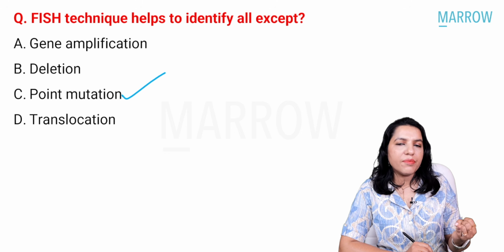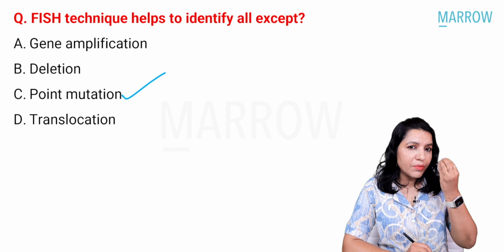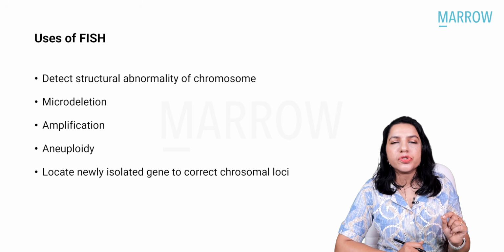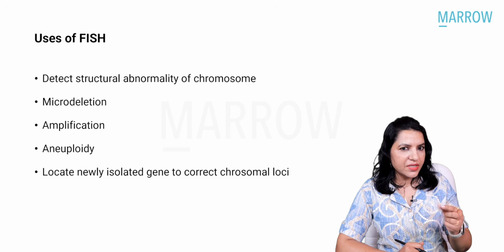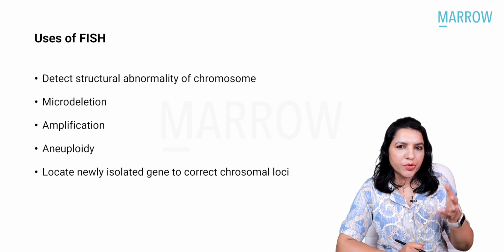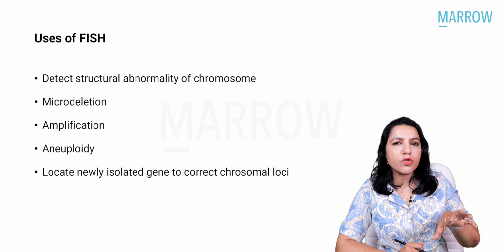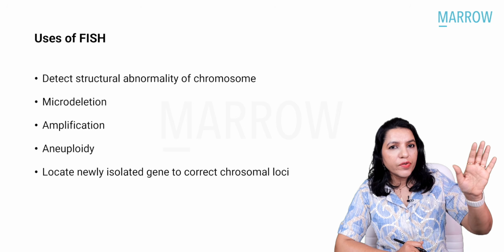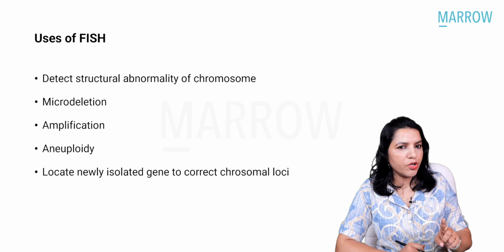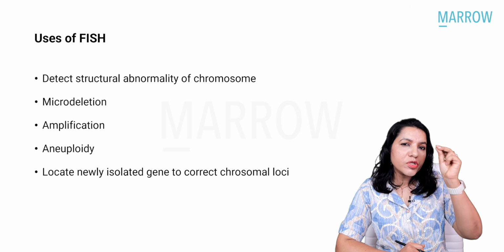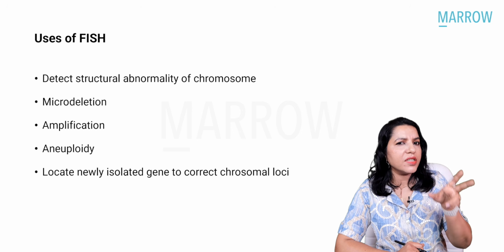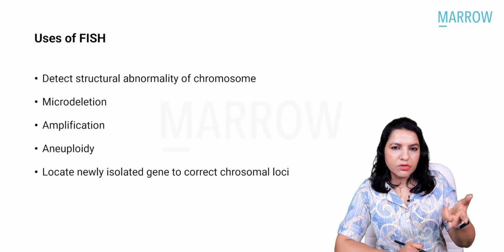It can detect gene amplification, it can detect deletions like microdeletions, translocations. So, what are the uses of FISH? FISH is used to detect structural abnormalities like translocations, isochromosomes, ring chromosomes. These are structural abnormalities because we are painting every chromosome with a unique fluorescent label. So, when you see the metaphase spread of chromosomes, we can find out any structural abnormality.